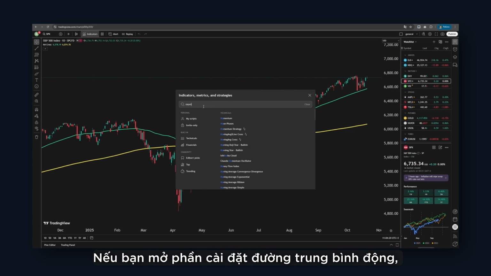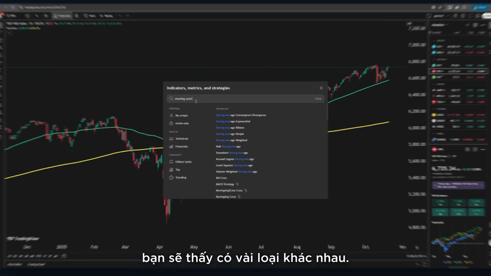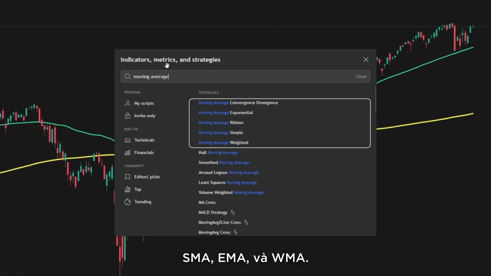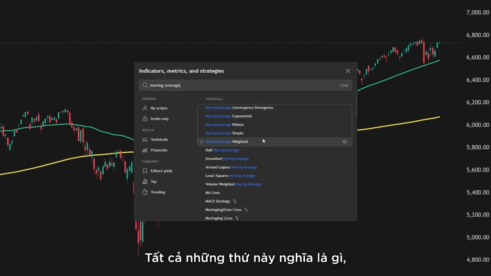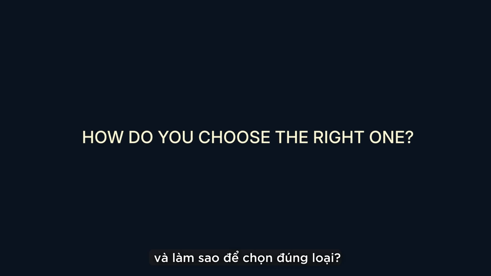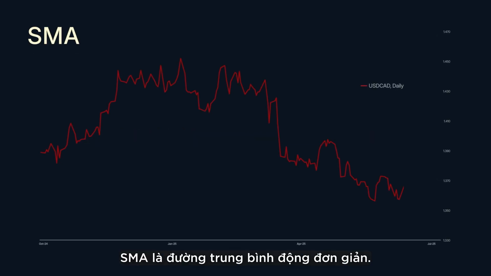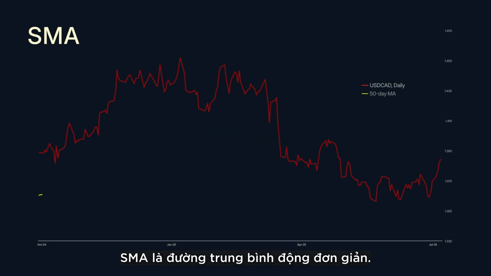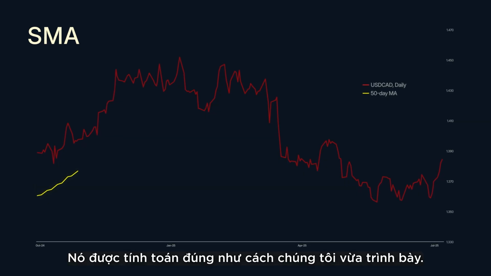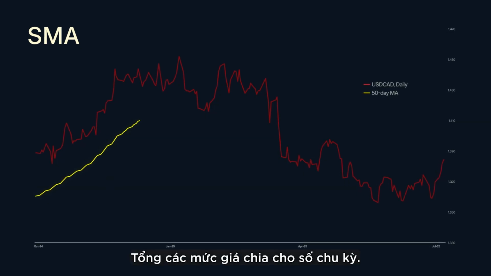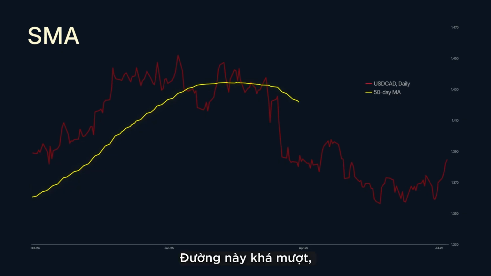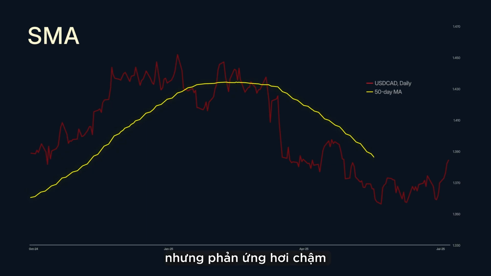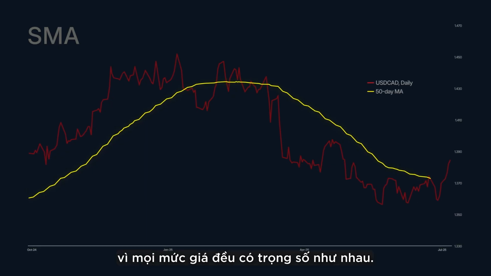If you open the moving average settings, you will see that there are several of them: SMA, EMA, and WMA. What does all this mean, and how do you choose the right one? SMA is the simple moving average. It's calculated just like we showed. All prices are added and divided by the number of periods. This line is nice and smooth, but a bit slow to react since every price has the same weight.